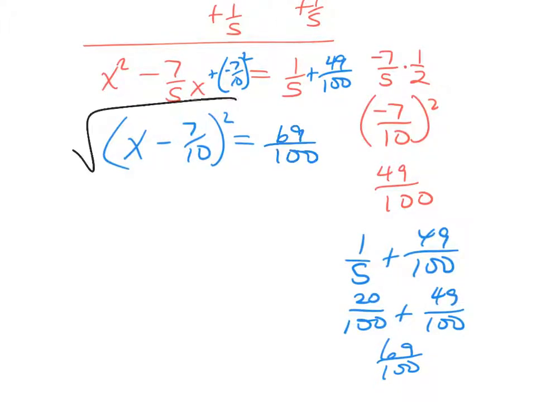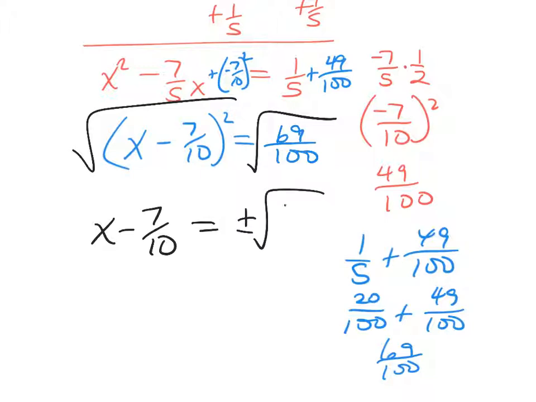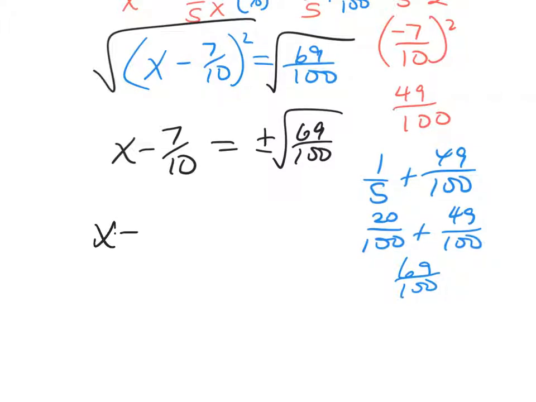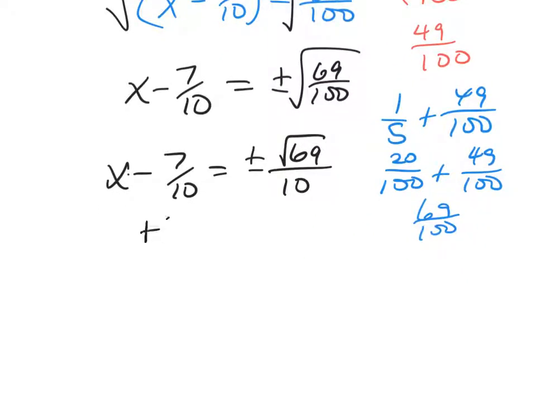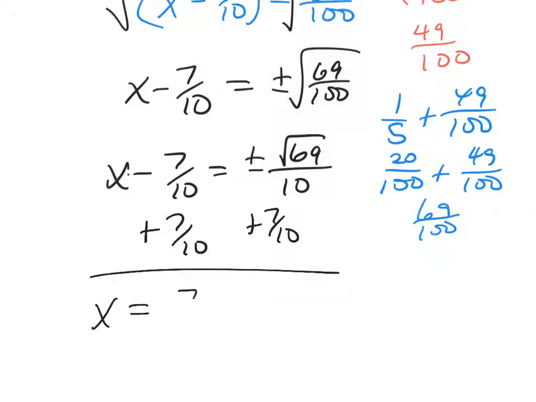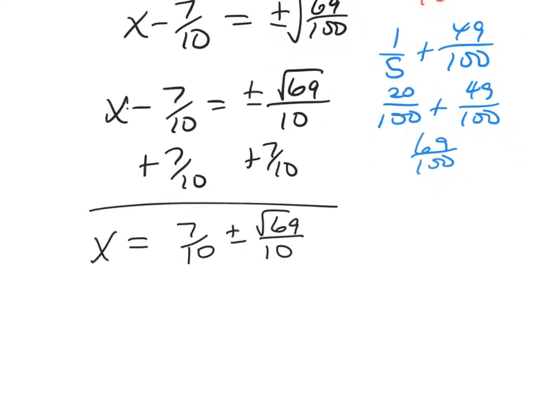Apply the square root method. x minus 7/10 equals plus or minus the square root of 69/100. Again, you can square root them separately. So x minus 7/10 is equal to plus or minus square root of 69 over 10. 69 can't be broken down, so I'm going to leave it alone. Just move the 7/10 over. So x is equal to 7/10 plus or minus square root of 69 over 10. And again, if you want to put it with just 10 in the bottom, you can do that.